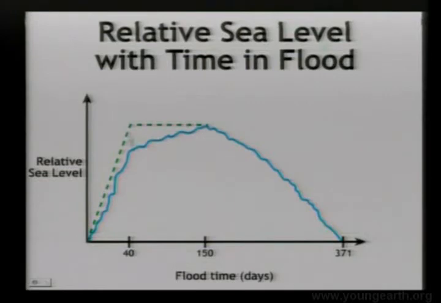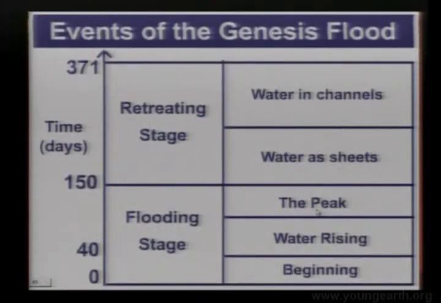But regardless, in this talk I'm not even going to consider what happened during the flooding stage. I'm only going to be referring to this, where the water is actually going down. It's actually running off the continents. And when you do that, just like with a flash flood, you can divide it up into two stages, a flooding stage and the retreating stage, and you can divide that up into phases. It's the same thing. But I want to focus in on what's called the retreating stage, from day 150 to day 371.